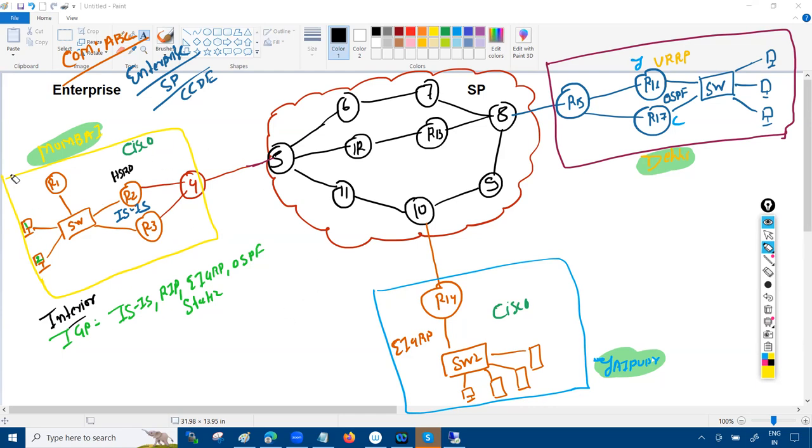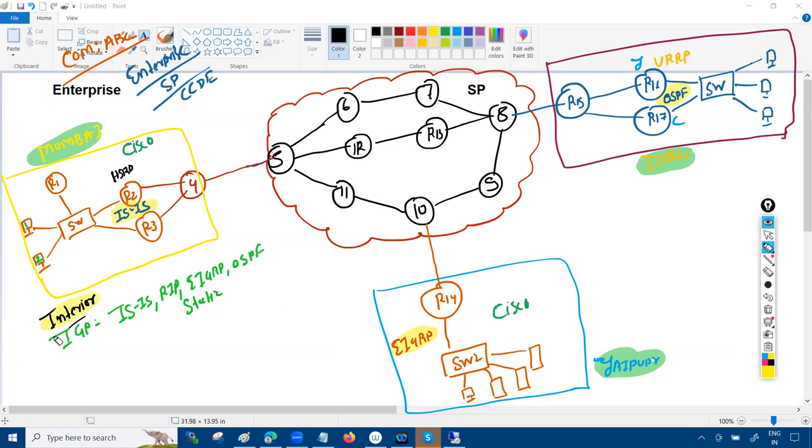But that is locally to our own company organization network. And to provide reachability between all these guys, we are running any of the routing protocols. So I'm running IS-IS over there, I'm running the OSPF protocol over there, and I'm running the EIGRP protocol over there. That's the meaning of IGP, Interior Gateway Protocol.